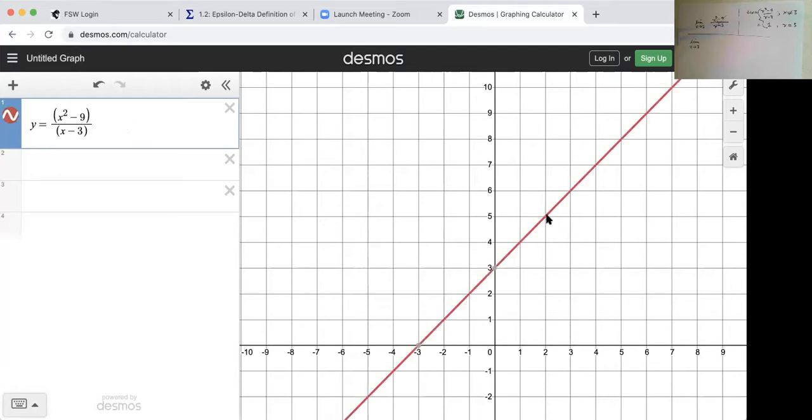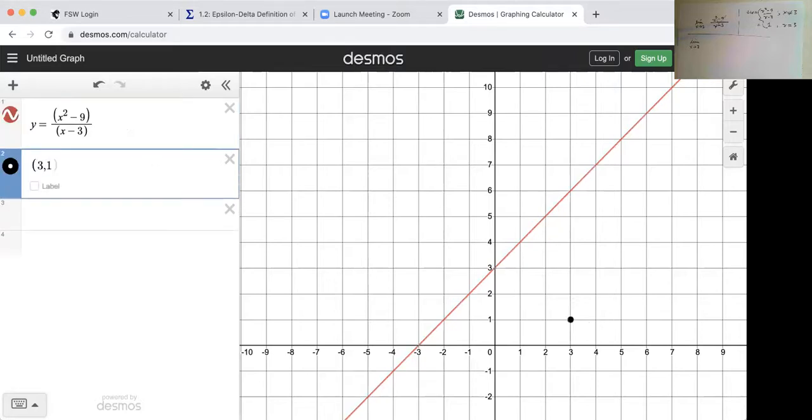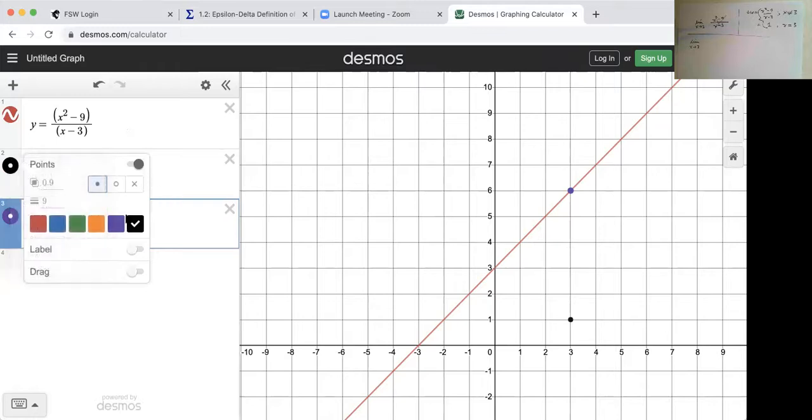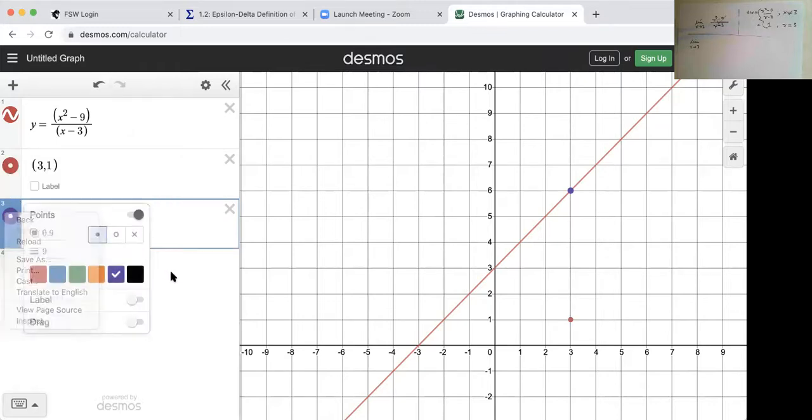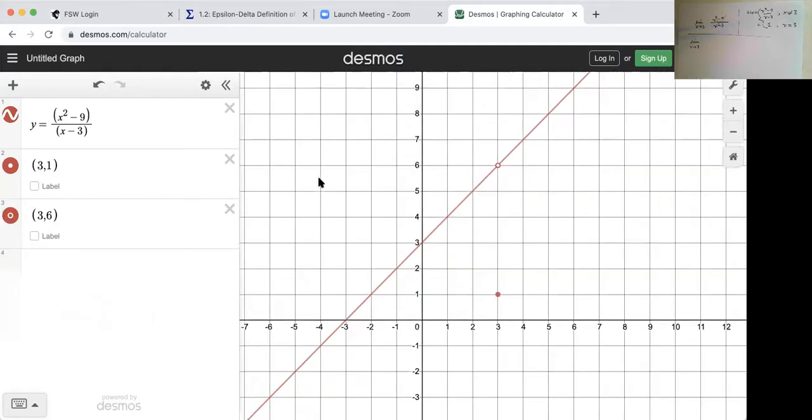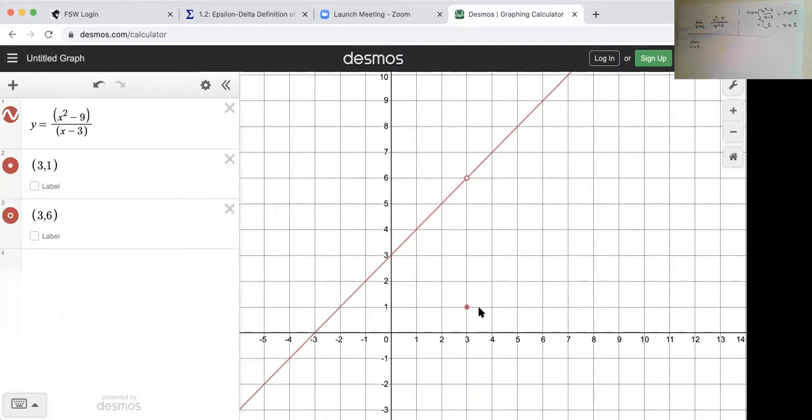Well, we know x cannot be 3. And then at 3, we're going to put 1. So we have a hole at this point here because it doesn't equal that. So we'll put a hole at 3, 6. Make everything red. So here's our graph, and it does satisfy the vertical line test because the vertical line here only hits 1 point.